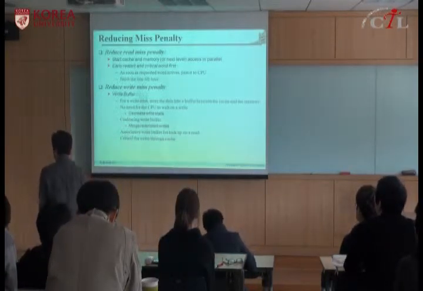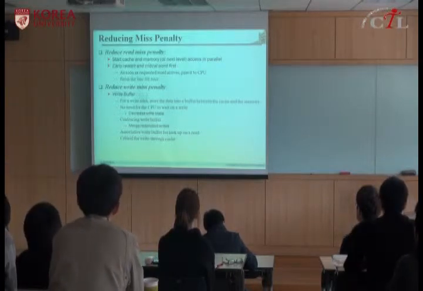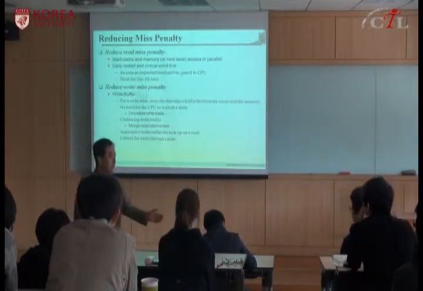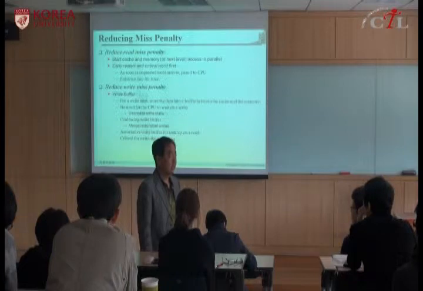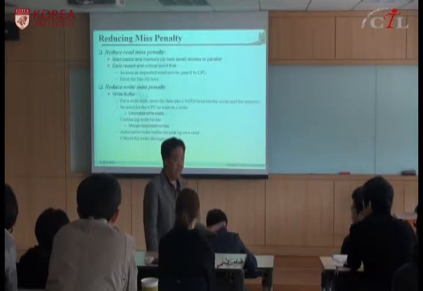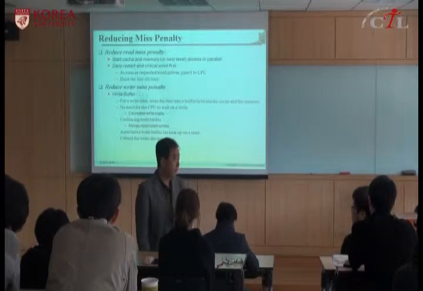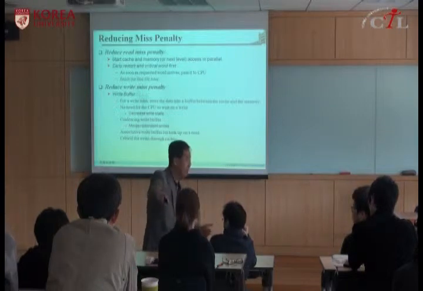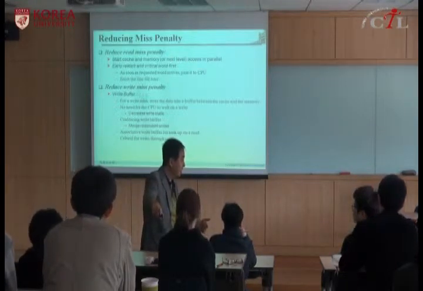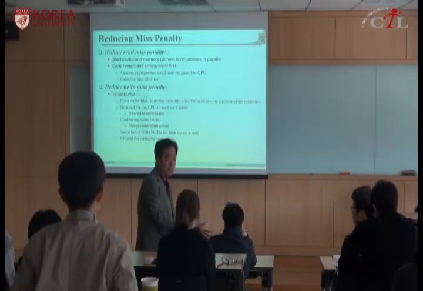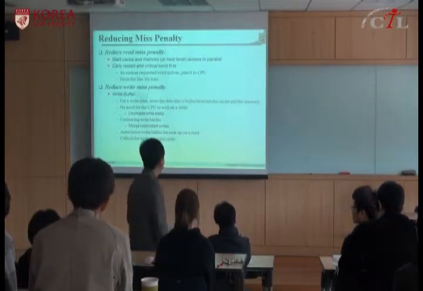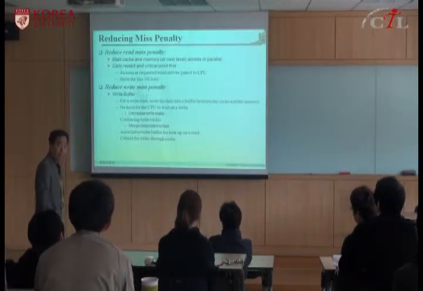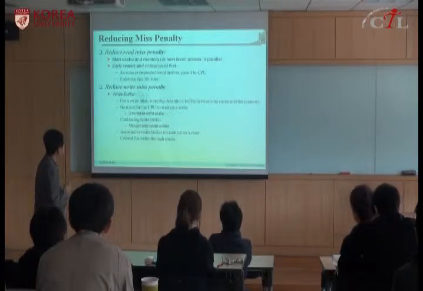So how can we reduce this miss penalty? This is just a simple, intuitive optimization. If you access the cache and you miss, you access memory, so you always pay the cache access time and then you have the miss penalty. If you want to reduce the miss penalty, what you can do is access the cache and memory in parallel. Then you can remove this hit time portion from your miss penalty. Start cache and memory access in parallel. And early start and critical word first.